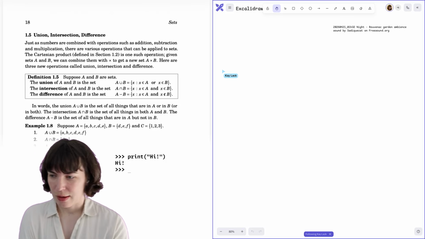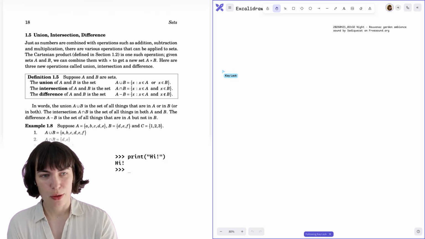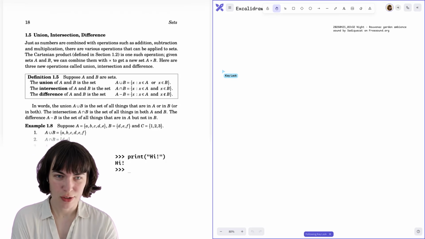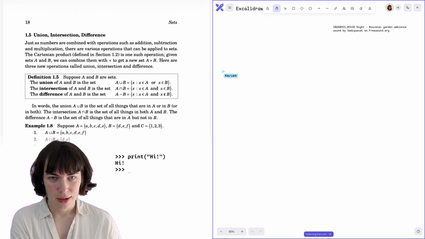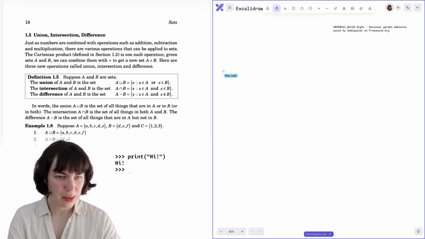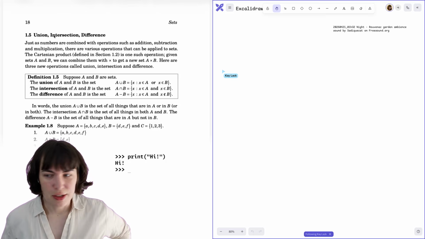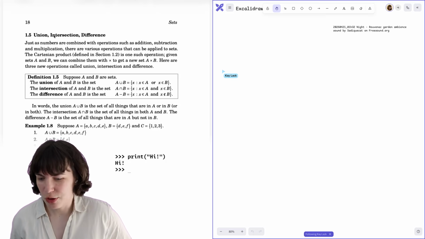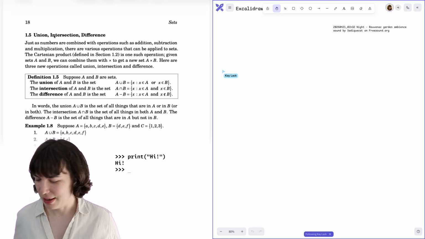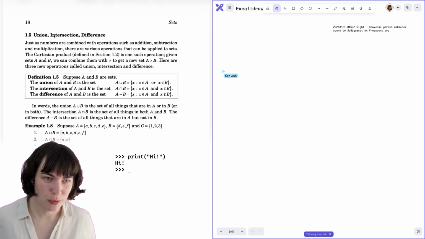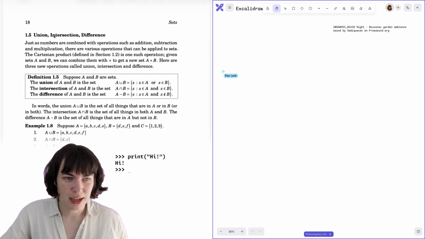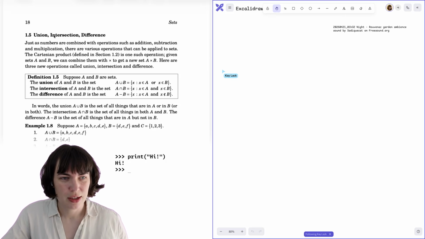Hello. We're going to be working through section 1.5, union, intersection, and difference. Yeah, a little bit of a shorter stream today. Let's get started. I've also swapped the order of everything. I thought it would be easier for me at least to see more of the whiteboard. Okay, 1.5, union, intersection, and difference.